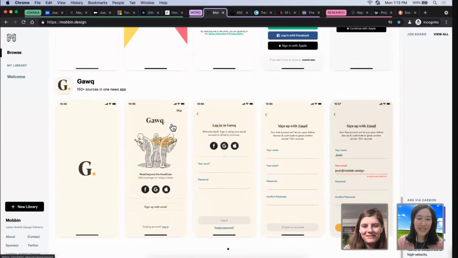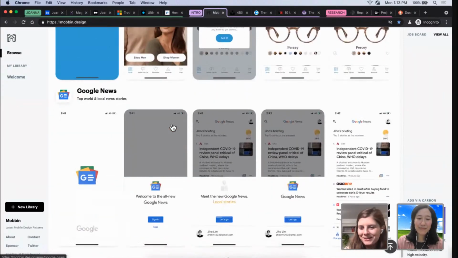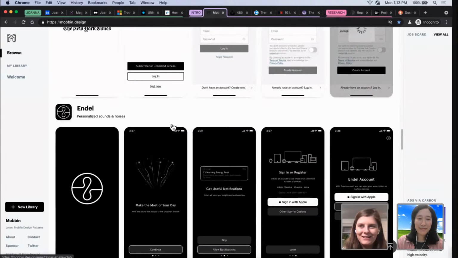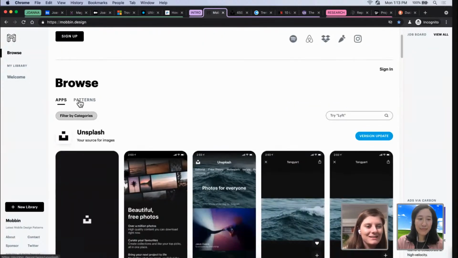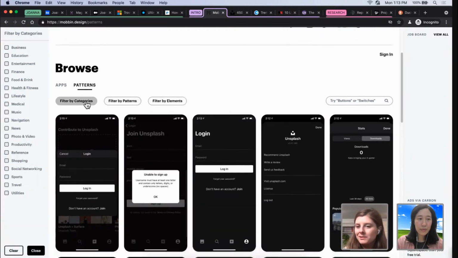Yeah, you can see them. Joanna showed me this app and I was blown away because I just do this on my own, and then it aggregates it all for you. So if you haven't checked this out, mobin.design is a great resource for getting inspiration on how people solve certain problems today.